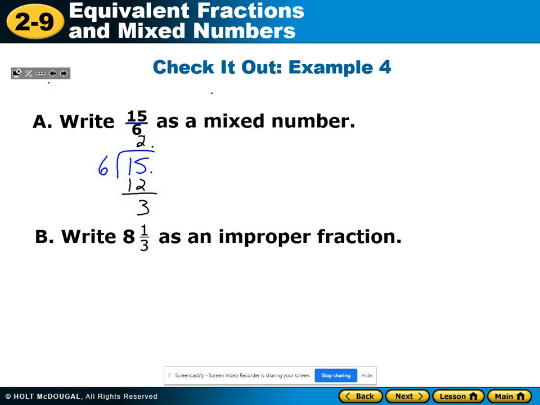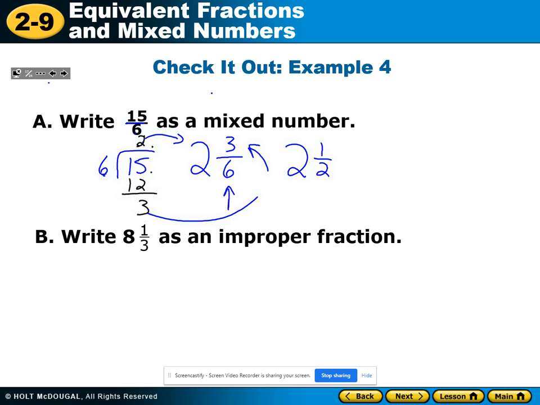So 2 is our whole number. The number on top is always the whole number. This, 6 and 6, that remains the denominator, always. The number here down at the bottom, that is your new numerator. 2 3/6, or 2 1/2 if I reduce this fraction.